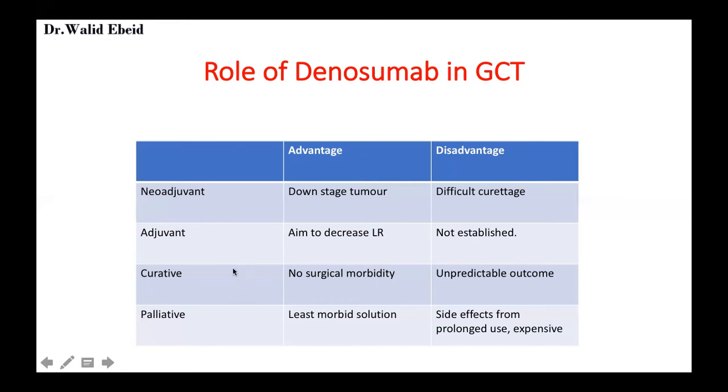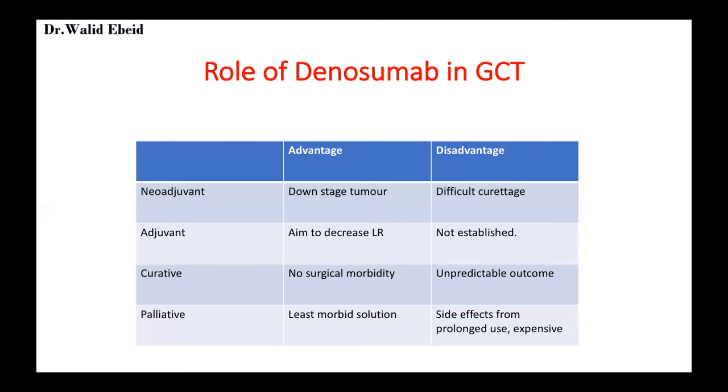The third way that we can use denosumab is to use it with a curative intent, like extensive lesions in the sacrum or pelvis, that you want to cure just by giving denosumab without the need for surgery. So the advantage is that there is no surgical morbidity. However, the outcome is unpredictable because you don't know when you're going to stop. You can just keep on giving denosumab, but once you stop, maybe the tumor would recur.